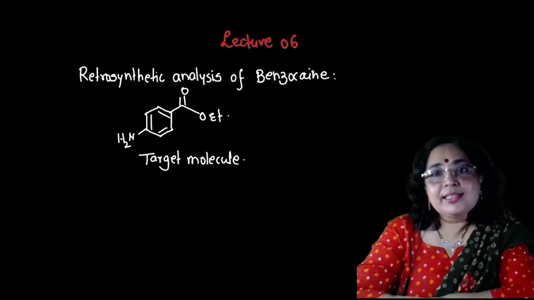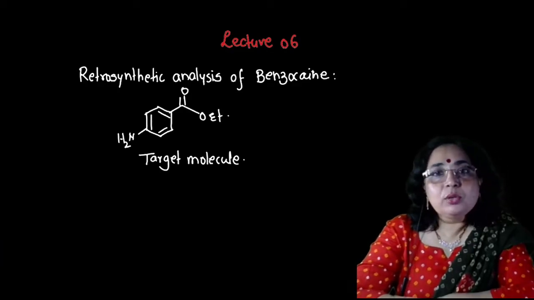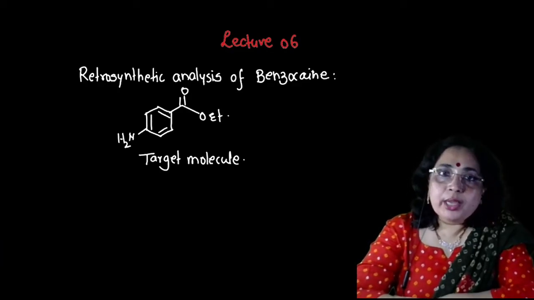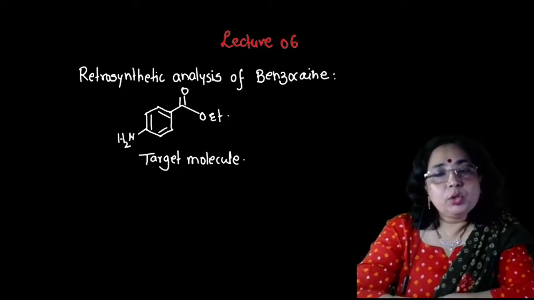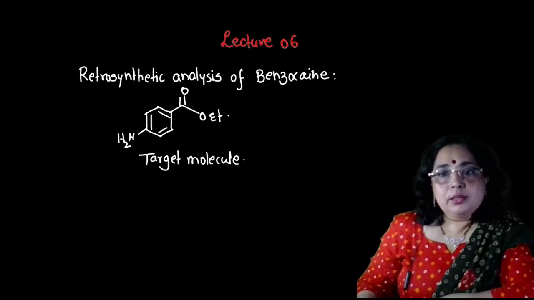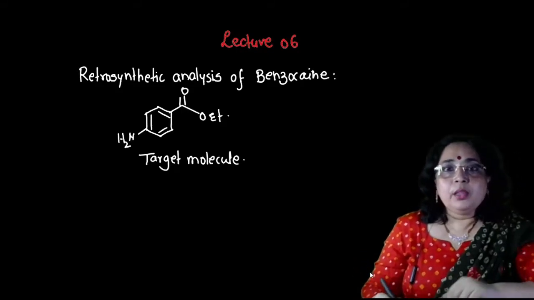In this lecture, I am going to explain the retrosynthetic analysis of benzocaine. Now, what is benzocaine? Benzocaine is a local anesthetic. I have already drawn the structure of benzocaine. That is your target molecule. Now, dear students, let us carry out the retrosynthetic analysis of benzocaine.